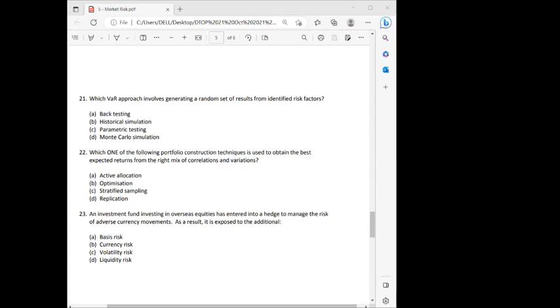Right, I've got 6 responses only. Which of the following portfolio construction techniques is used to obtain the best expected return from the right mix of correlation and variation? Active allocation, optimization, stratified sampling, replication. I think we discussed this also. So the correct answer is optimization. That's mean variance optimization. We discussed that. That's where you get the efficient frontier to get the highest return for the given risk, lowest risk for the given return. So the correct answer is B. Right? Question 22, B.